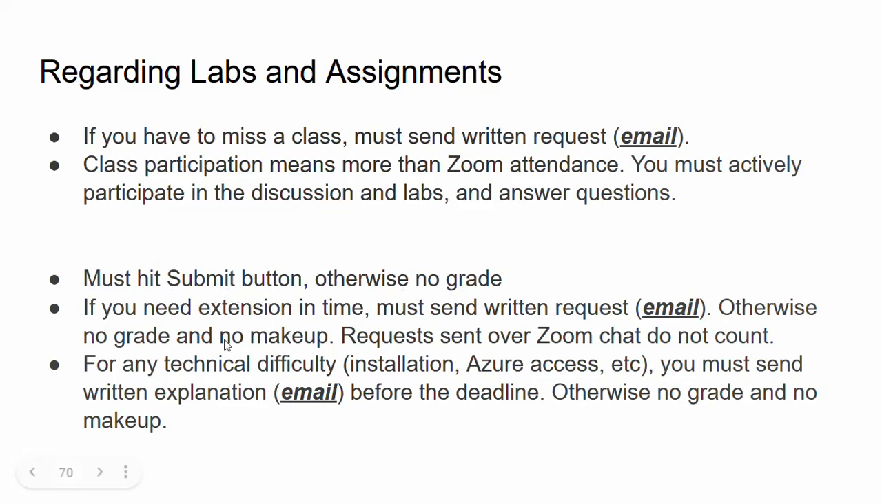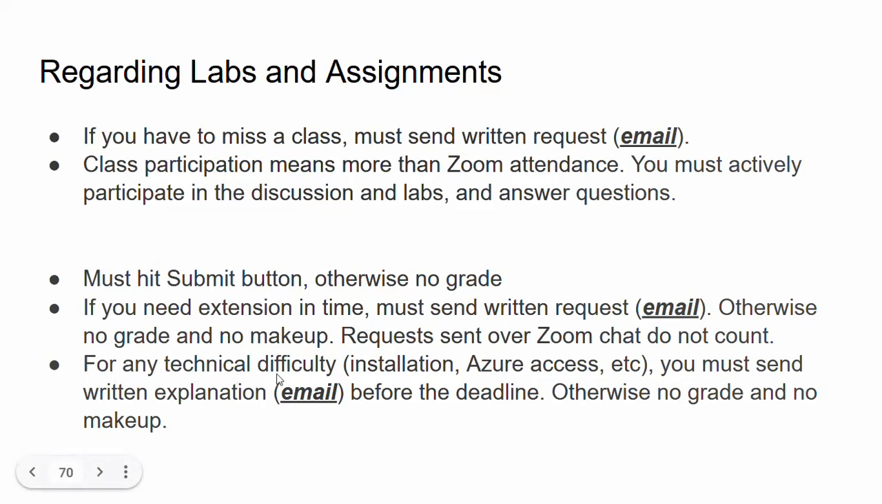Otherwise, there's no grade. If you need an extension in time, you need to send the written request through email. Otherwise, no grade, no makeup. Again, if you will pass the deadline, you must send the written request. Requests sent over Zoom chat do not count. Verbal requests do not count.